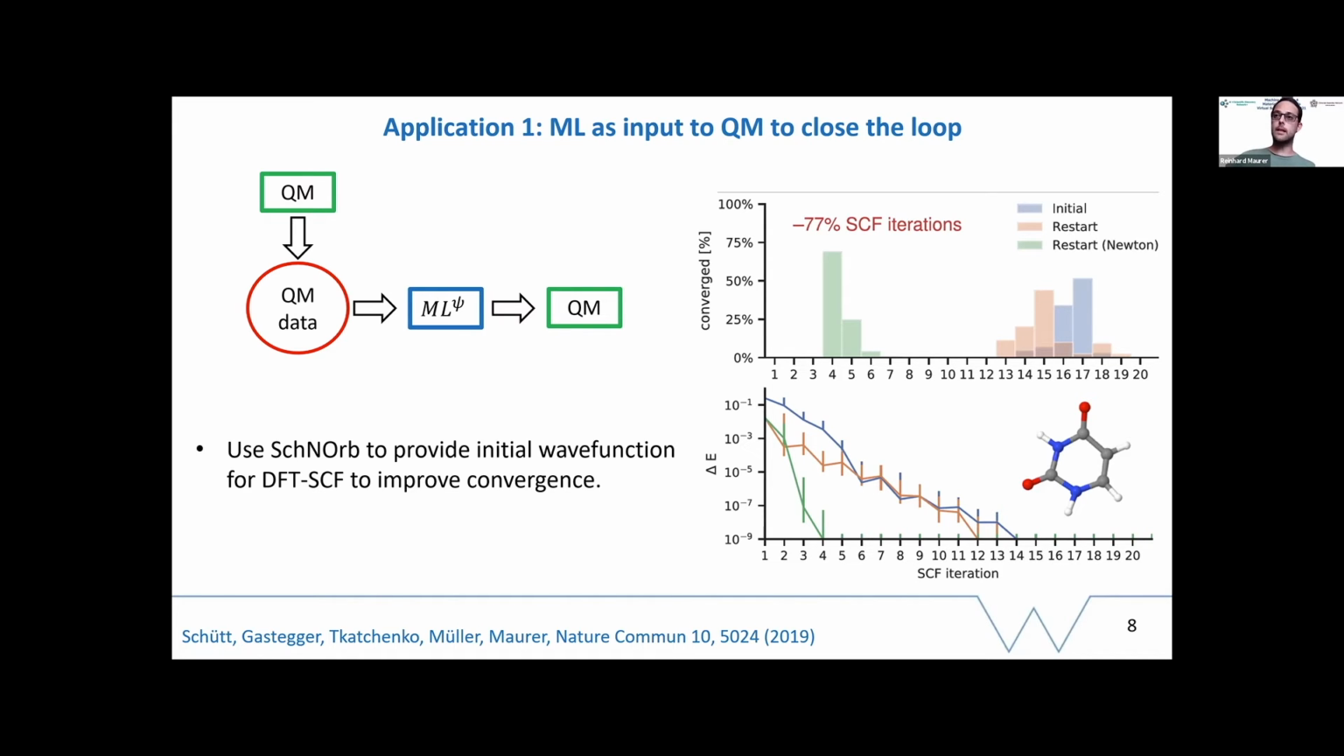Typically in DFT calculations, you have multiple SCF steps you need to do to iterate the equations to converge. And the guesses are either random guesses or Hückel theory-based guesses, but we can use our machine learning model as a guess. And if we do this right, we can actually significantly reduce the number of steps necessary if we restart from this SchNOrb model.